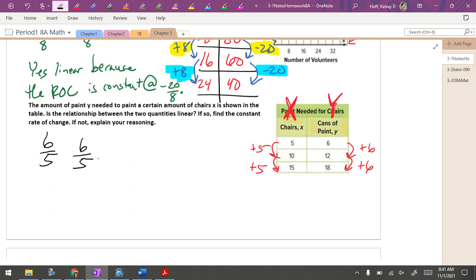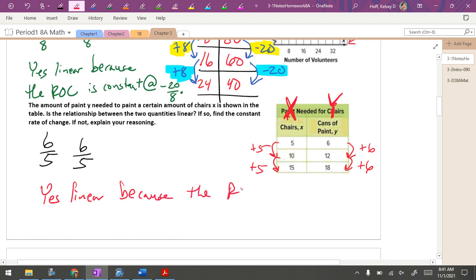The amount of paint is shown. Is the relationship linear? So you would say, yes, linear, because the ROC is constant at 6/5.